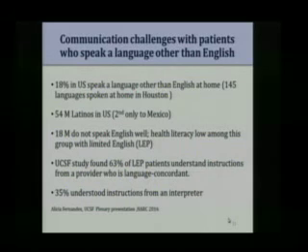The communication with patients who speak a language other than English is also problematic. 18% in the U.S. speak a language other than English at home. There are 145 languages spoken at home in Houston. 54 million Latinos in the U.S., 18 million do not speak English well. Their health literacy is low among this group with limited English. A UC San Francisco study found that 63% of LEP patients understand instructions from a provider who is language concordant. So 63% understand if they speak the same language as them. Only 35% understood instructions from an interpreter.